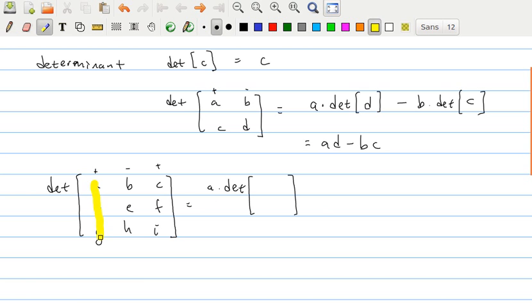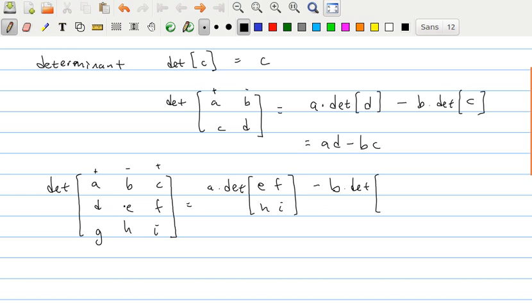So we're going to cover everything in the same row or column as the A. And if we look at what's left over, that would be this 2 by 2 matrix, EFHI. So EFHI is our 2 by 2. That takes care of the first term. The A is now done. Now we're going to subtract B times a determinant.